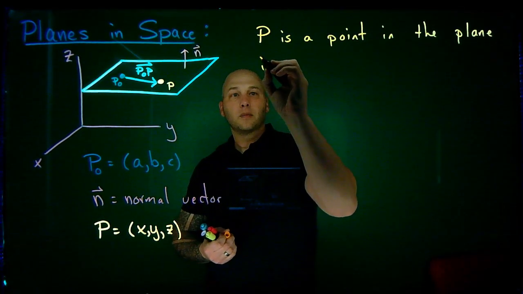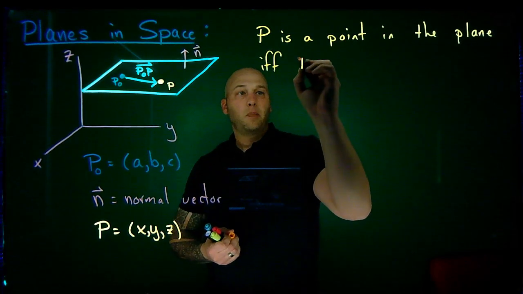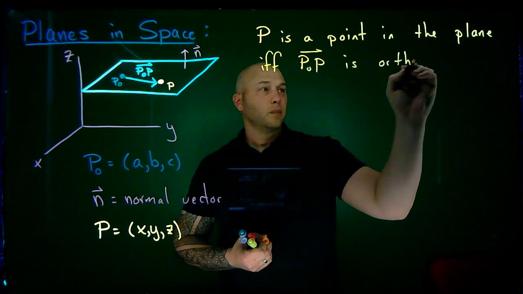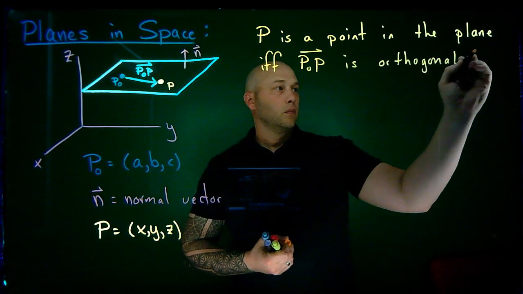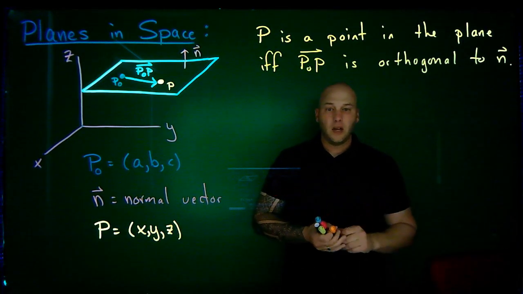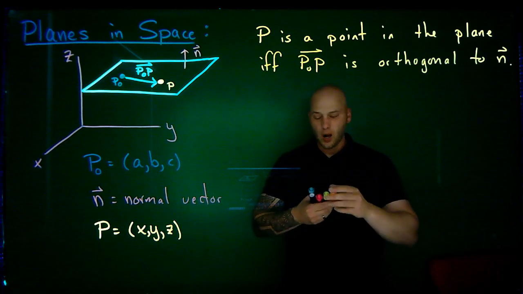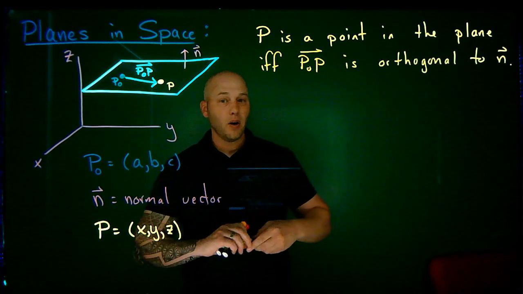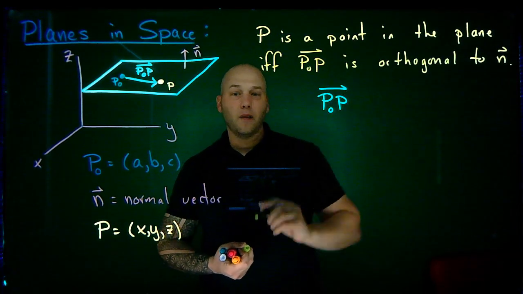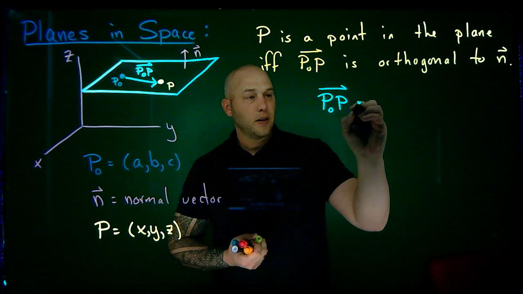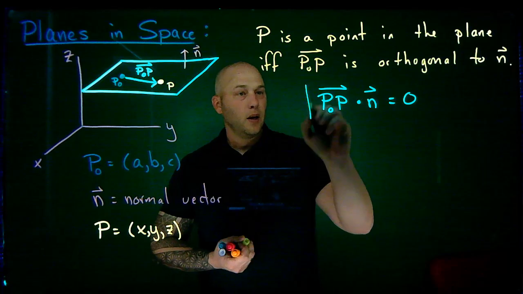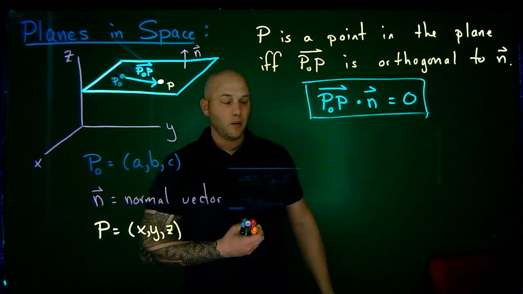if and only if P naught to P is orthogonal to the vector n. Well, we have a computational test to determine if two vectors are orthogonal. And so another way that I can write this is I can say that the point P is in the plane if and only if the following condition applies. If I take the dot product between those two vectors, I have to get 0. And this right here is the equation of the plane.